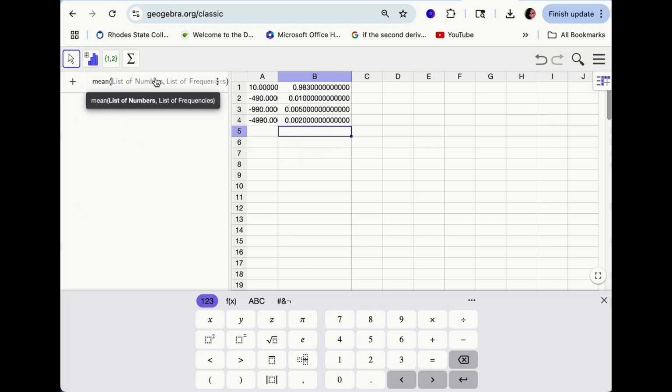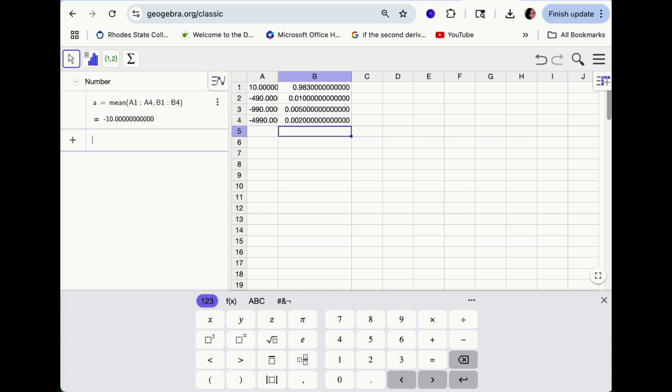We need to put in the list of numbers. Those are our X values, and we're going from A1 to A4. So I'm going to put in capital A1 colon capital A4. That's our list of our values. Then I'm going to hit the comma button. And now I need to put in my list of frequencies. That's the values in the B column, our probabilities. So I'm going to put in capital B1 colon, and we're going to B4. So B4. I'm going to hit enter. So you can see GeoGebra did that arithmetic for us and found that our expected value is -10.